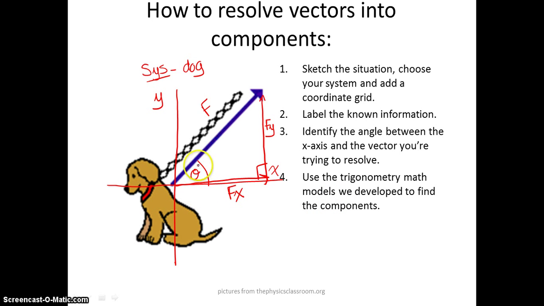We want to always try to identify the angle between our x-axis and the vector we're trying to resolve. Because if we know that, in this case I've labeled it theta, then we can find the x component by taking the vector we're trying to resolve times the cosine of that angle, and we can find our y component by taking the vector we're trying to resolve times the sine of that angle.